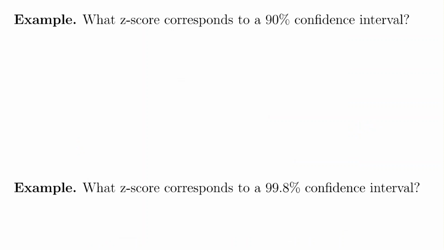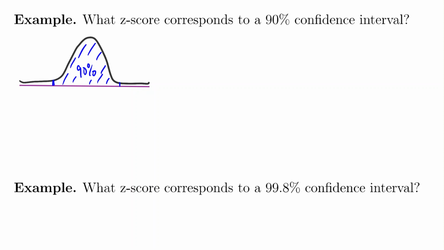So in this next example, we're asked what z-score corresponds to a 90% confidence interval. As we're first getting used to this, I would encourage you to quickly draw a normal curve just to help you focus on what's going on. So let's draw that. We know we want the middle 90%, so I'm just sketching that I've got 90% of the area enclosed in this section.